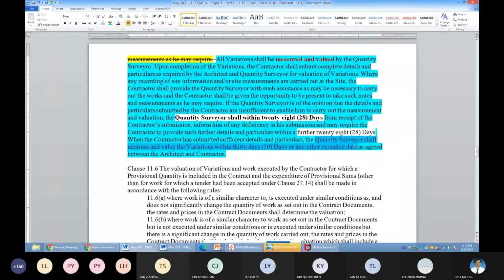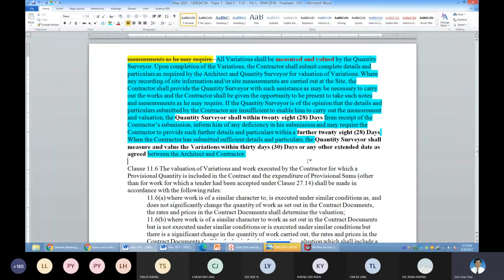So these are the new so-called refinements over your PAM clause to this 2018. The content is almost the same, except there are time bars already. These are the time allocated for certain things to be dealt with by the architect and the QS. See, just so you can see, the architect needs all this information to carry out the valuation.